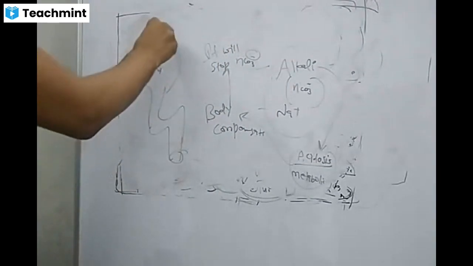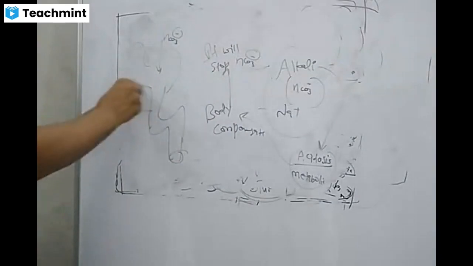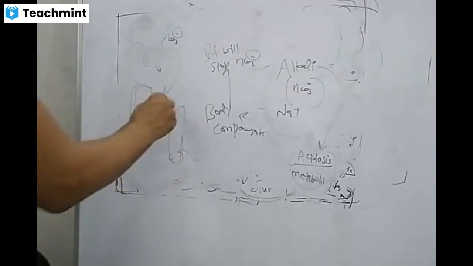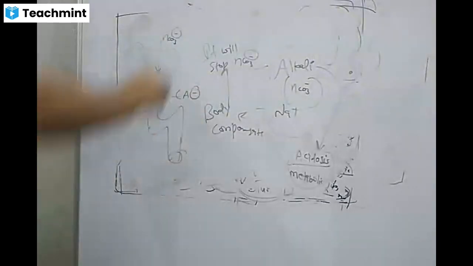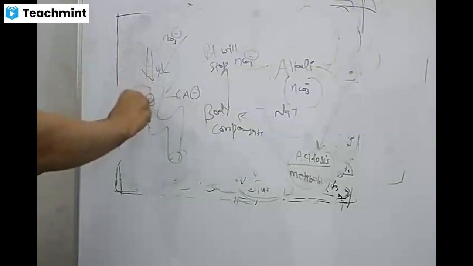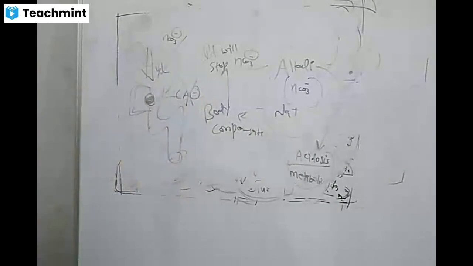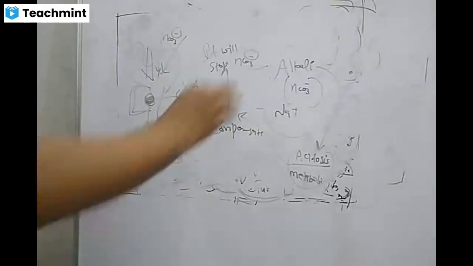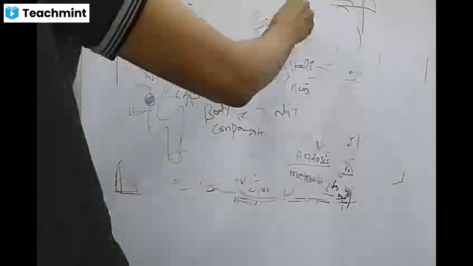So if bicarbonate is not filtered, then at the level of the PCT, when you are giving the carbonic anhydrase inhibitor, the mechanism will stop on its own. So we call this self-limiting.